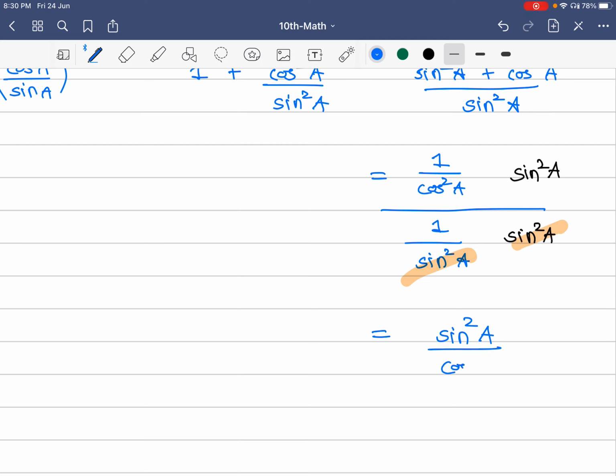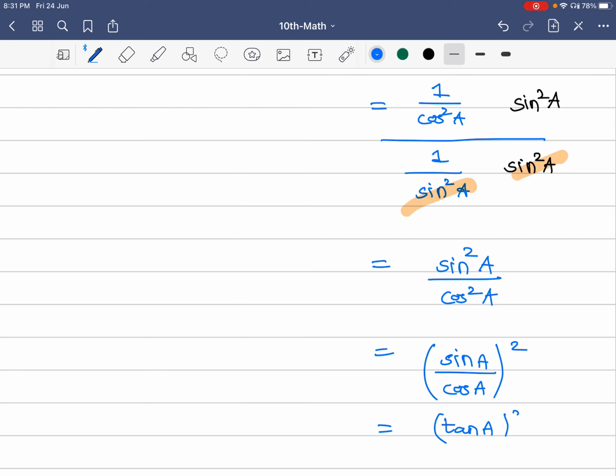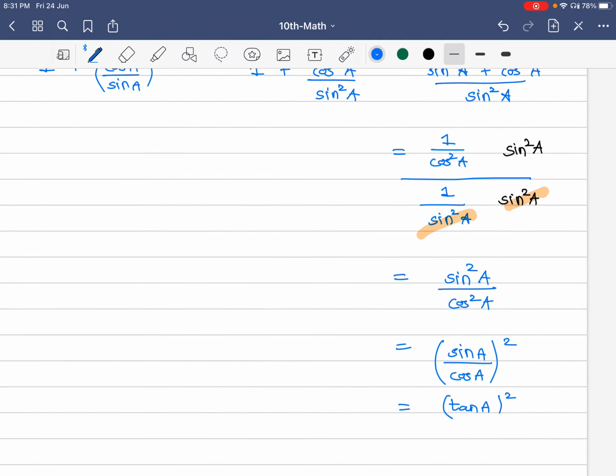divided by cos square a. This is sine square a divided by cos square a, right? And that is in fact equal to tan square a. Just to clarify, this is equal to sine a upon cos a the whole square, and sine a upon cos a is nothing but tan a, so this is going to be tan a the whole square, which is equal to tan square a. So our answer has come, tan square a.